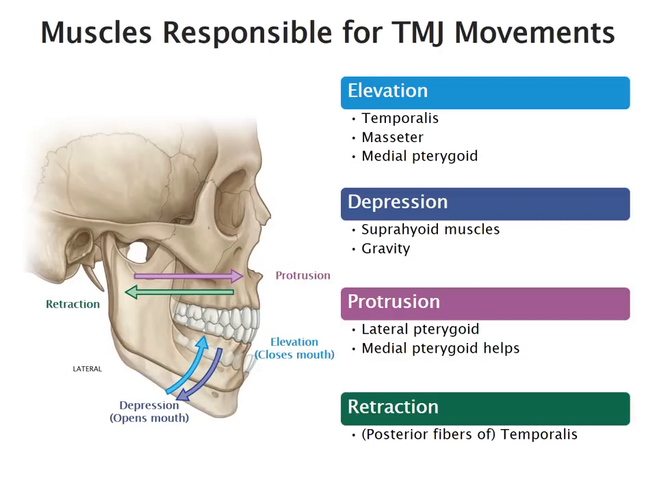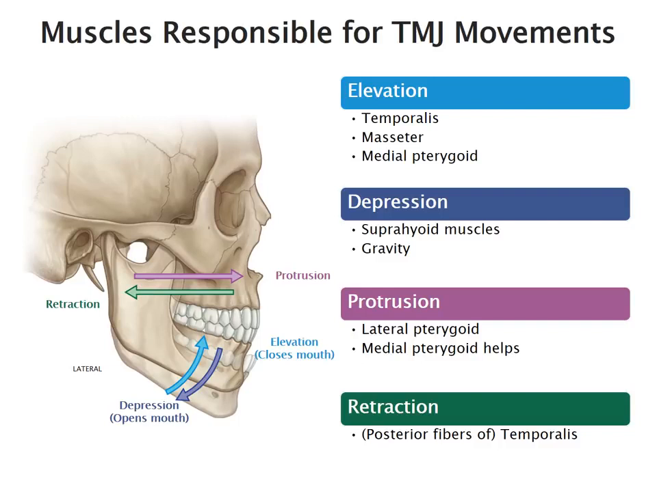This slide reinforces the main movements of the mandible at the temporomandibular joint. Notice that on this slide we also have the muscles associated with each movement. For example, elevation of the mandible is accomplished mostly through the temporalis muscle, the masseter muscle, and the medial pterygoid. We'll see these muscles in just a moment.